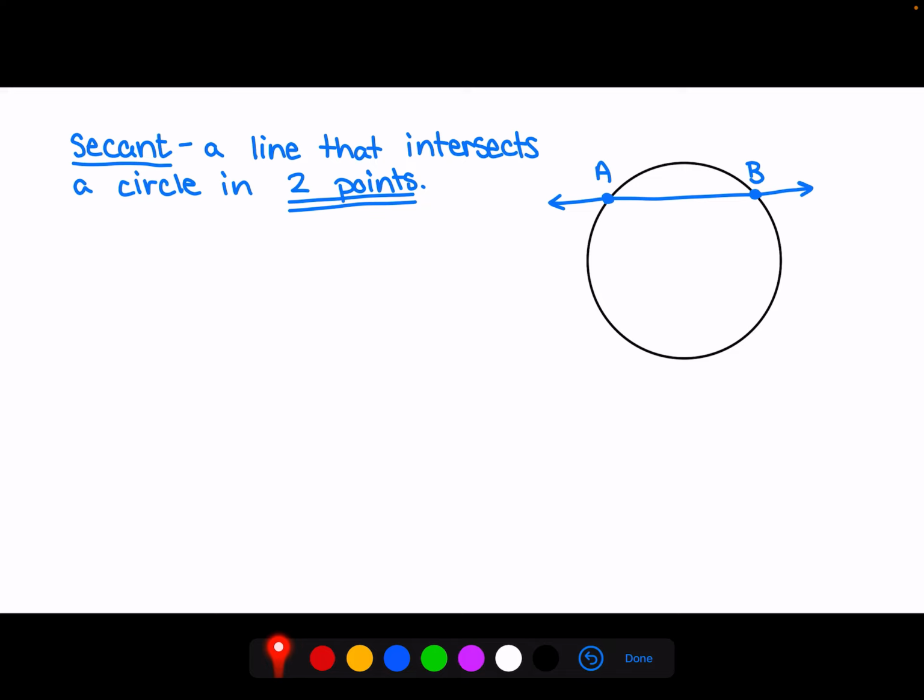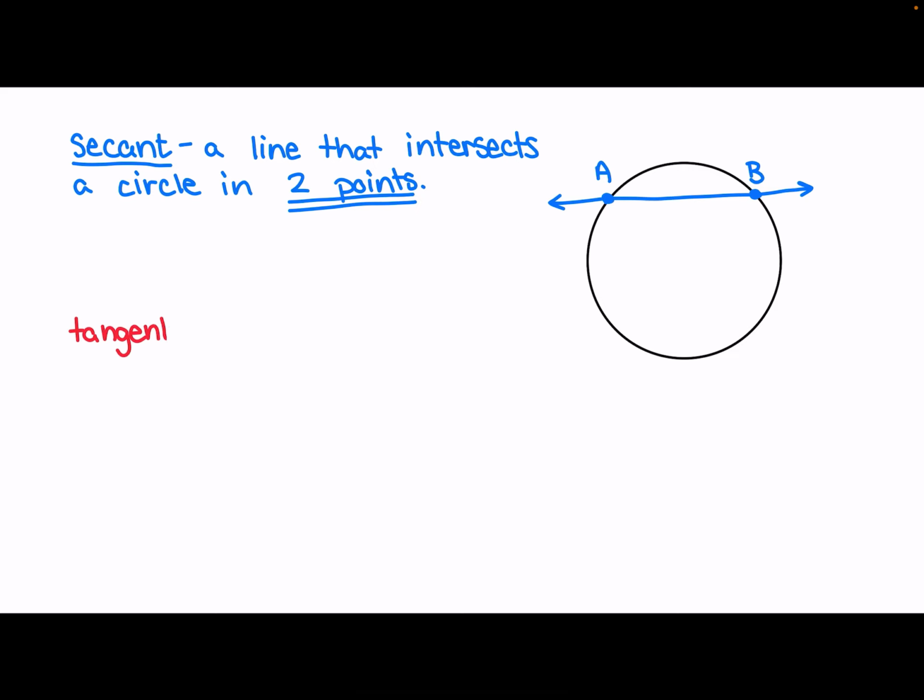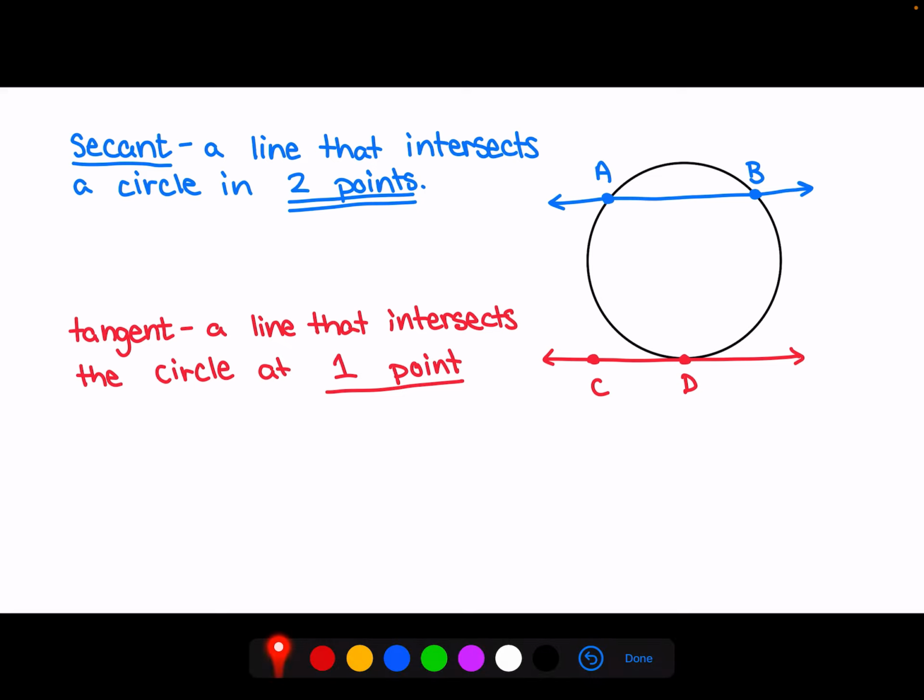The other definition that we have is tangent. Tangent is a line that intersects the circle at 1 point. So we have point D here. We see that it just touches the circle and then continues on. Now, if I have 2 points very close together, it's still intersecting the circle twice. So that would make it a secant. But for it to intersect only at 1 unique point, that makes it tangent.